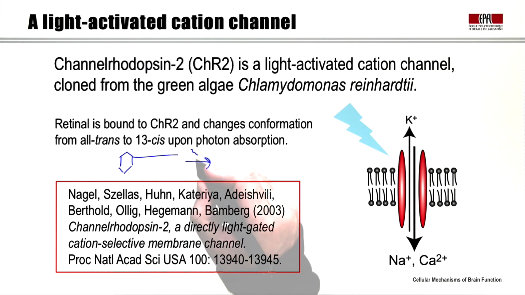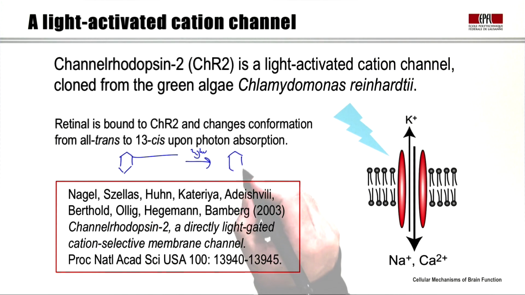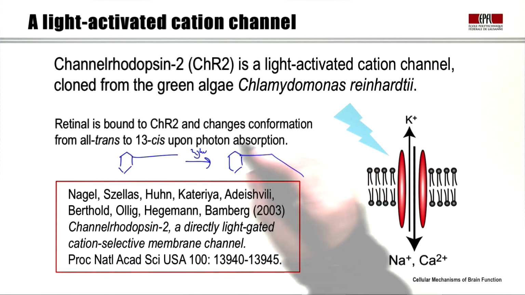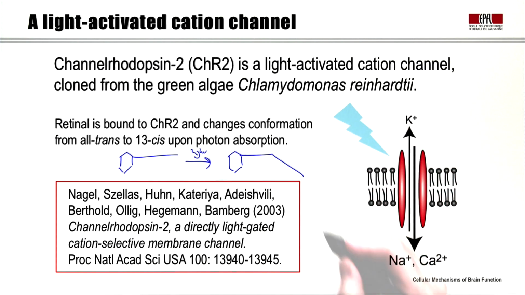It absorbs a photon, and that then drives a conformational change in the retinal, changing it from a trans to a cis motif, so it changes its structure. The retinal is bound into the channelrhodopsin channel and causes a conformational change of the channel protein and increases its open probability. And so in that way, light directly gates the cation channel encoded by channelrhodopsin 2.